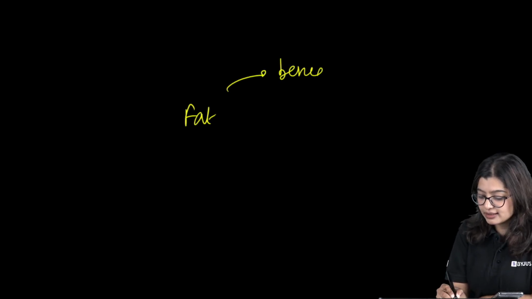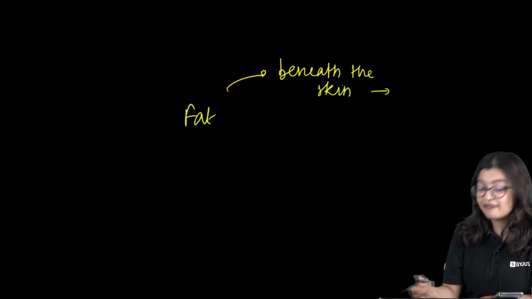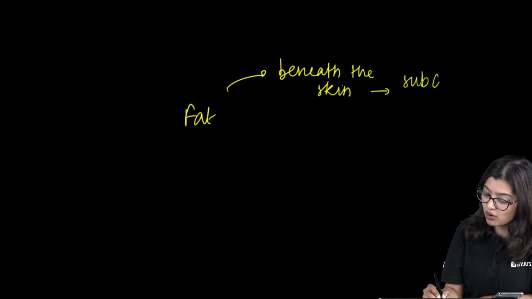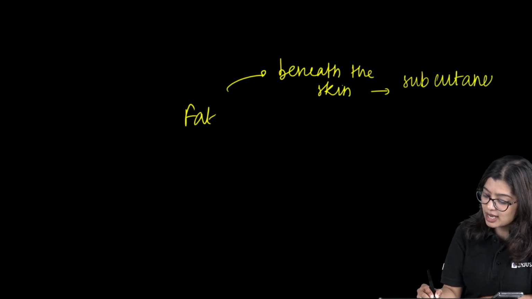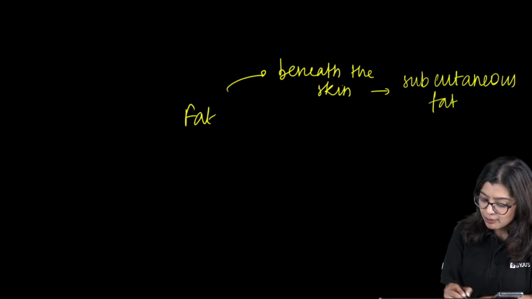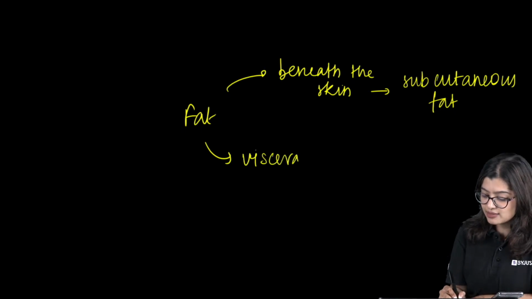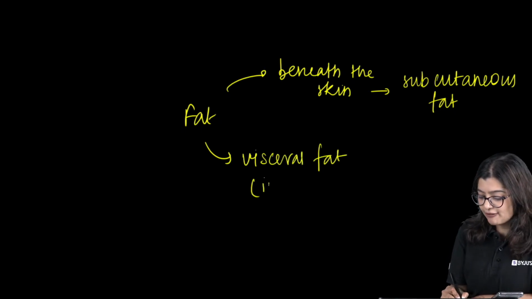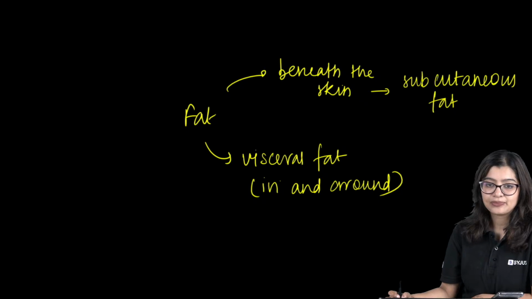Now, there are 2 kinds based on where we find the fat, right? Fat can be found beneath the skin. So, a layer can be found beneath the skin. If it is found beneath the skin, we call it subcutaneous. Beneath the skin means subcutaneous fat. But if it is found in and around our internal organs, we call it visceral fat. What is visceral fat? In and around our internal organs. Yes? Okay.